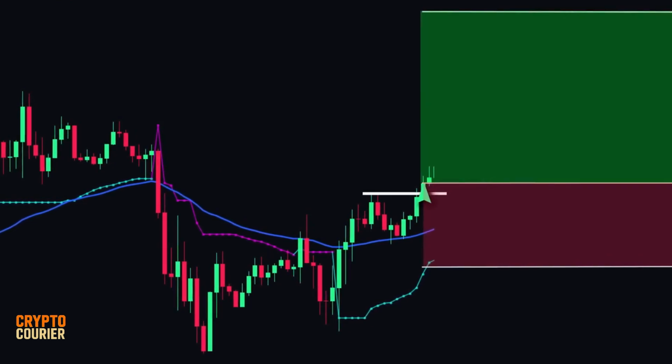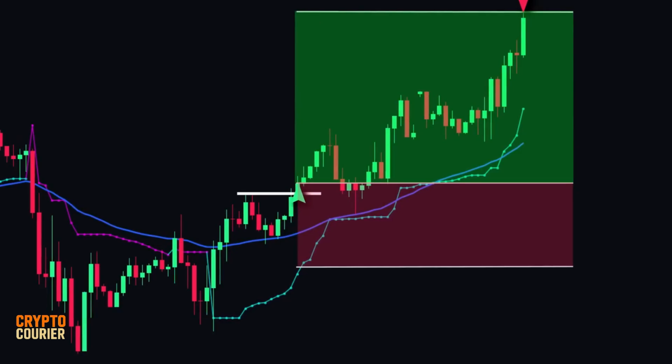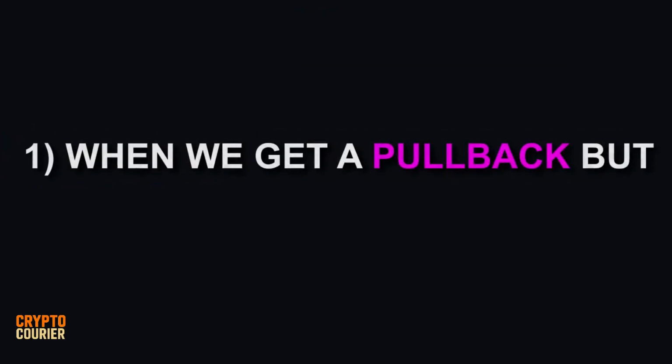Now, while the setup can look perfect, that doesn't always mean that it's a good trade. I have two main things that invalidate the trade for me. First, when we get a pullback, but price breaks below the EMA.